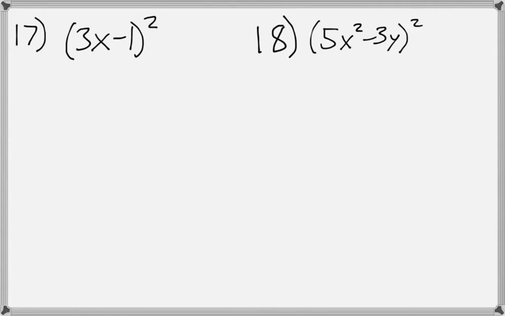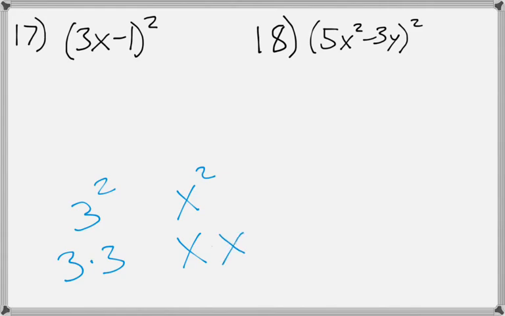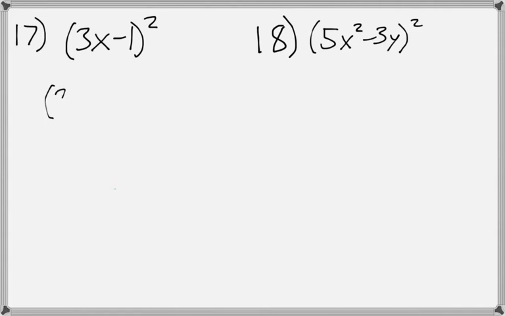The reason why it is a hidden FOIL question is because if you have 3 squared, another way to write 3 squared is 3 times 3. If you have x squared, another way to write x squared is x times x. So here we have a binomial squared. The other way to write 3x minus 1 squared is 3x minus 1 times 3x minus 1. And then this is now a FOIL question.